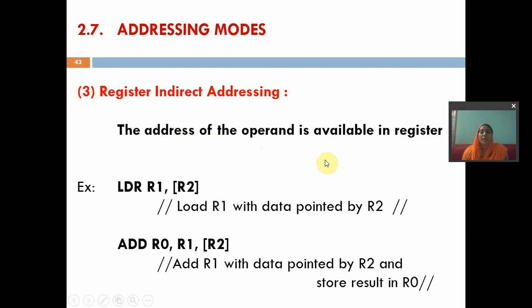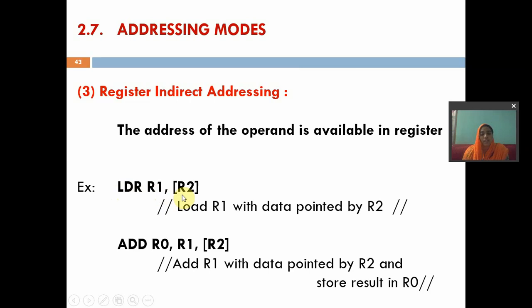For example, LDR R1, [R2]. Here we load R1 with the data pointed to by R2. Whatever data is at this address is stored to R1. With the brackets, we read and load register R1 with the contents at the address in R2.